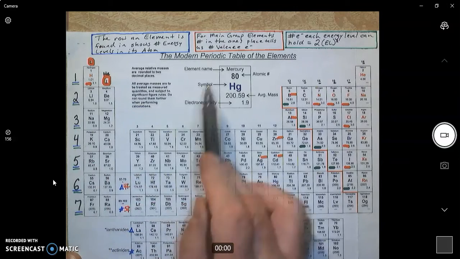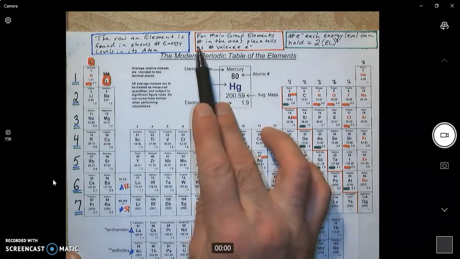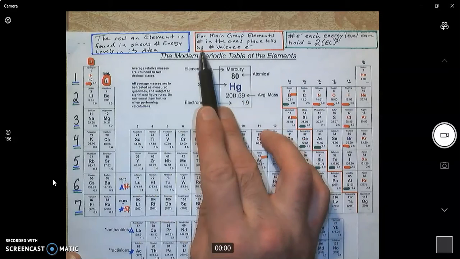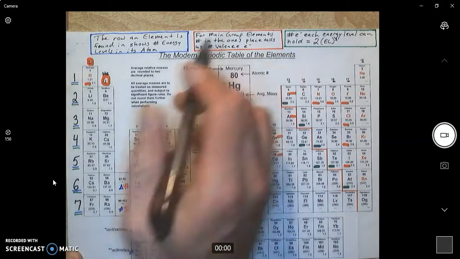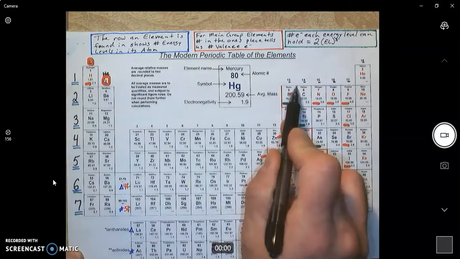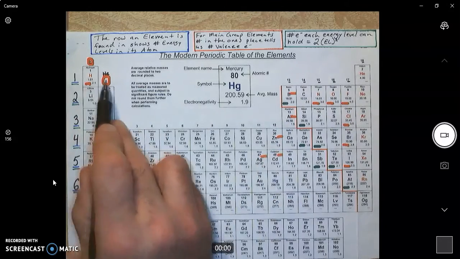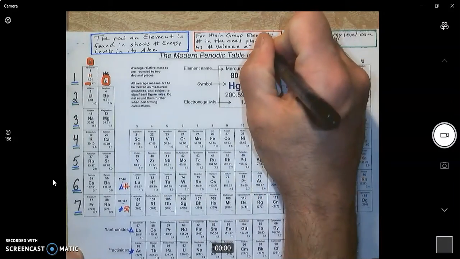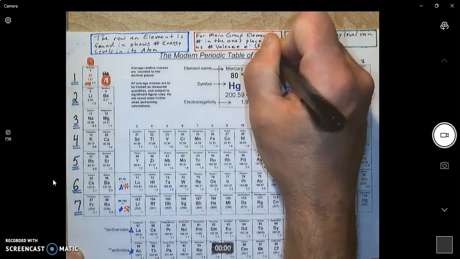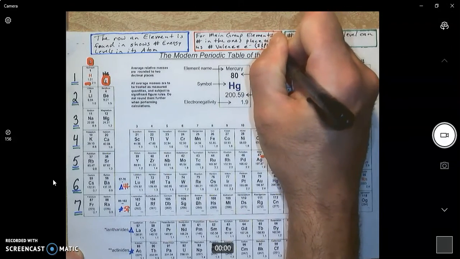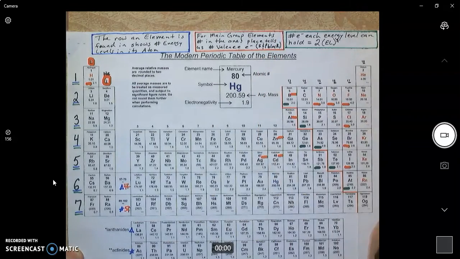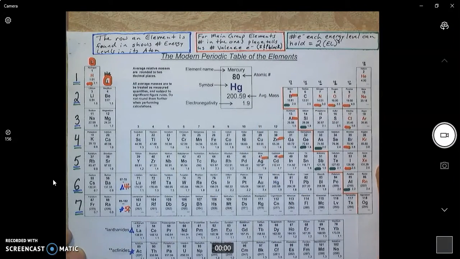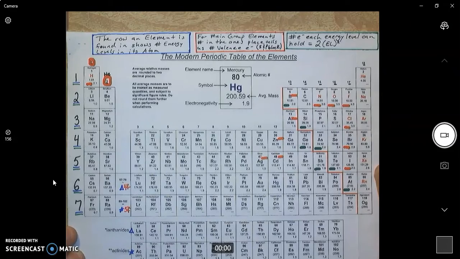Okay, the main group elements, the number in the ones place is the number of valence electrons, which is going to come into play today. The main group elements would be groups 1, 2, and 13 through 18. So that would be your S and P block. The S and P block make up the main group elements.